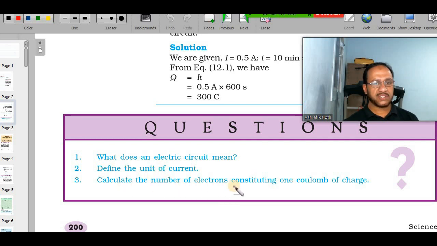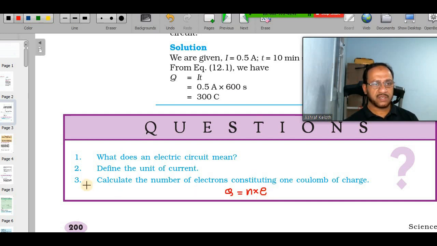Calculate the number of electrons constituting 1 coulomb of charge. You can use this general equation, that is, the total charge Q is given by N into E. N multiplied by E. This is the equation for total charge of a material. Q equal to N into E. But Q is the total charge. It can be 1 coulomb, 2 coulomb, 3 coulomb, depends on the question. N is the number of electrons. E is what? Charge of 1 electron, 1.6 into 10 raised to minus 19 coulomb.